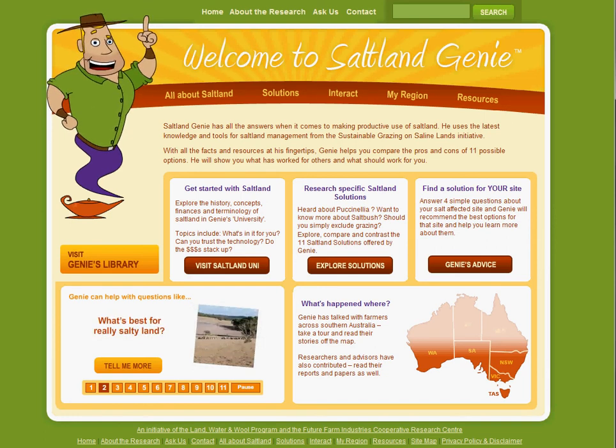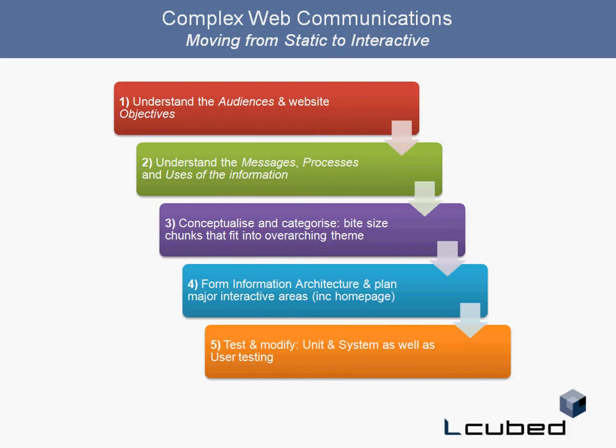So back to the diagram. The process involves understanding the audiences. In the case of the Saltland Genie website, we're obviously talking to a rural audience, usually farmers and some consultants that are working with farmers, and they want to be resolving the issue of saltland on farms.